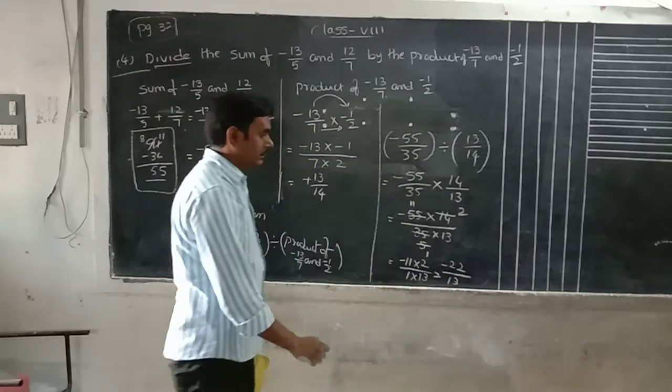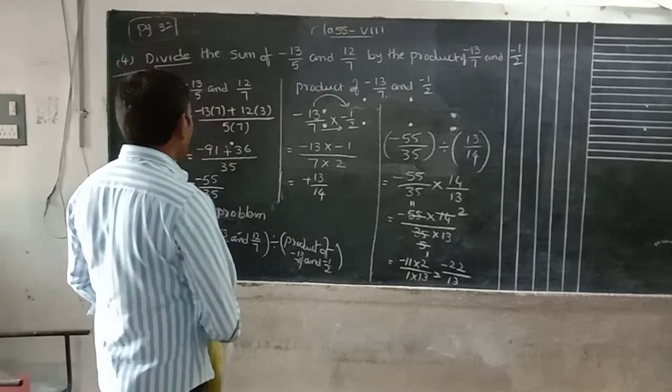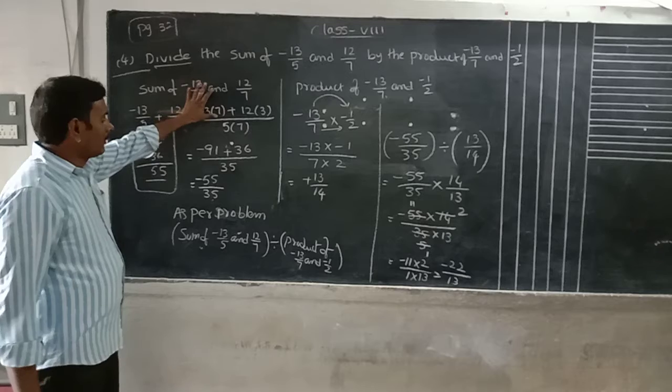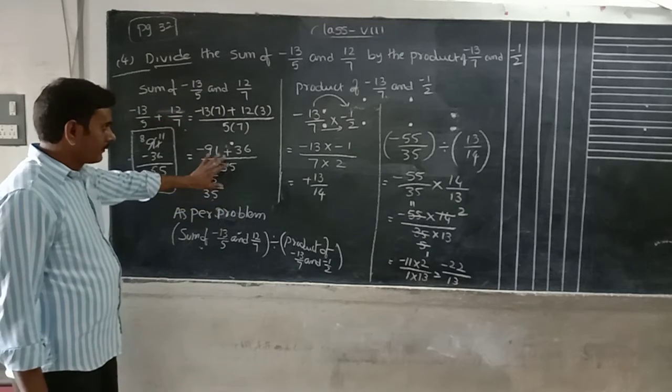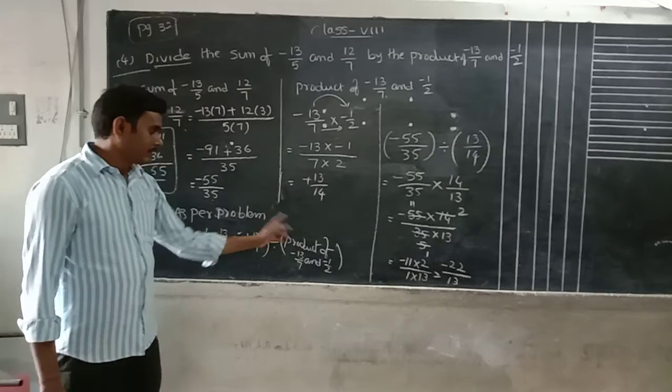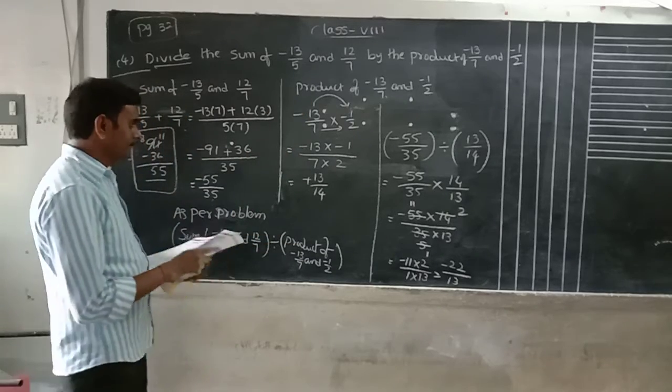This is our answer. Otherwise, you can do it directly like this. The same, we have to follow the steps. First, calculate the sum. Later, calculate the product. Divide each one, and we will get the answer.